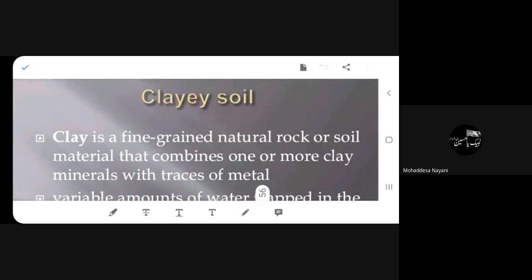And the topsoil goes underneath. So why are we doing so? So that the soil can breathe properly. So we break the large chunks of soil into small pieces so that the aeration improves in the soil. Next one is clay soil.